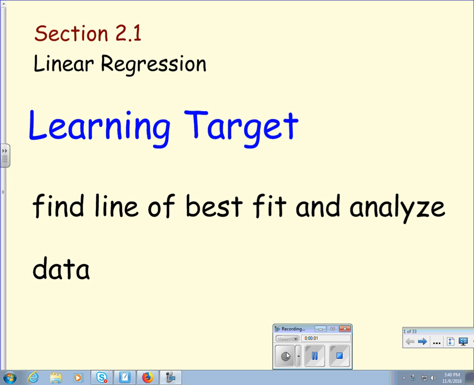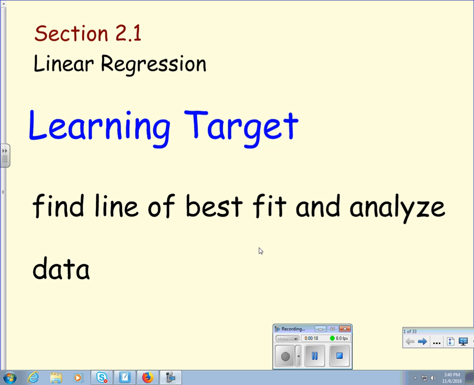Hi all, here is brand new chapter 2. And so with chapter 2, we're going to start out with linear regression. For linear regression, we're going to basically be finding the line of best fit and being able to analyze data. It's also a little bit of a mini stats introduction as well. And so that's what we're going to start with.